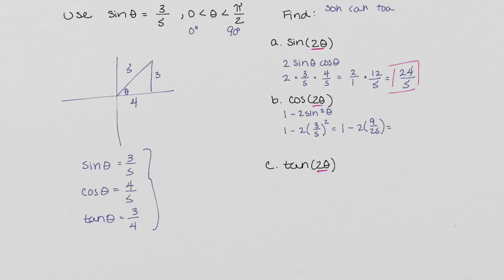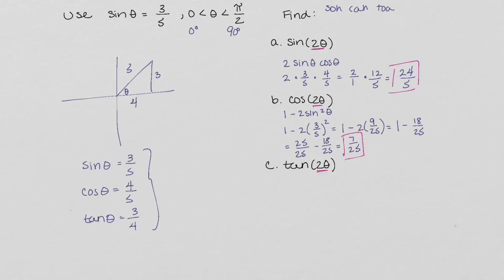9/25, which is 1 minus 18/25. And of course, we do need to find a common denominator here and simplify. So this is 25 over 25. That's the 1, right? 25 divided by 25 is 1. It's the 1 from our problem, minus 18 over 25. And that is 7/25. And so that is our answer there.